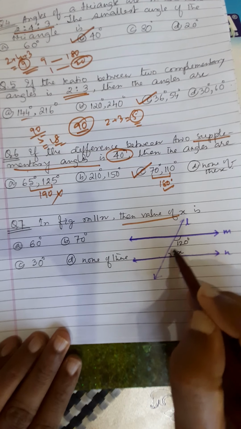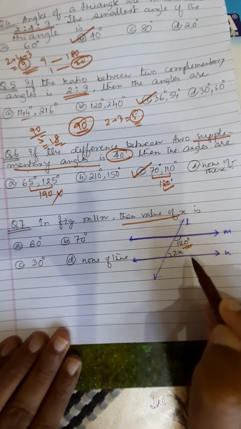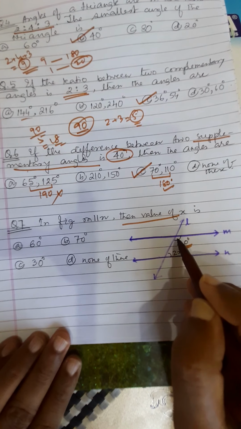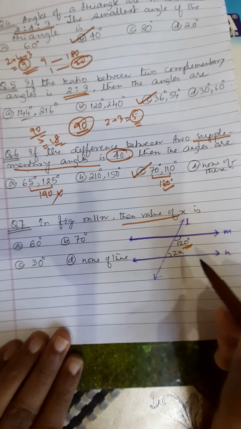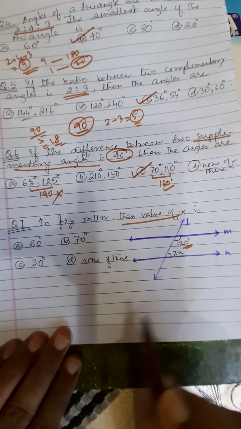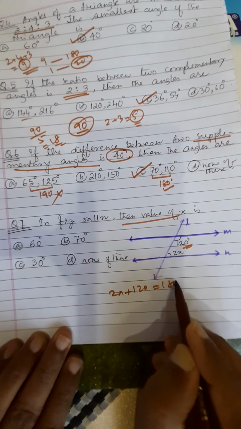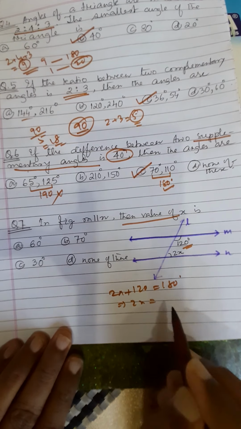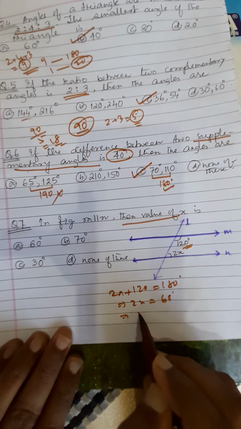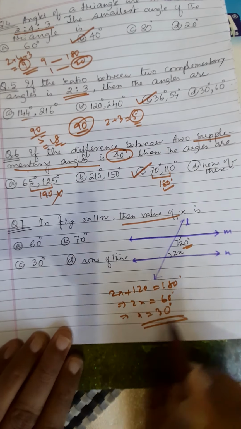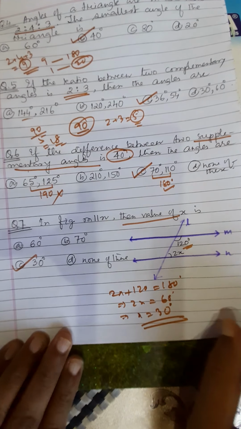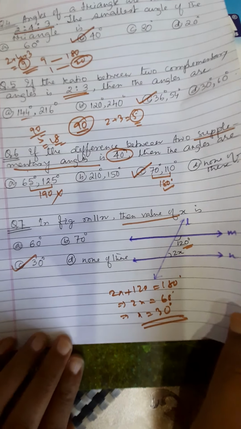This is twice x. This is 120. This angle is 120. This is twice x. These are the interior angles on the same side of the transversal. The sum of the angles is what? Twice x plus 120 is equal to 180. That is twice x is equal to 60. So x is equal to what? 30. So the value of x is 30. Option C is the correct option. Okay, this we have to solve.